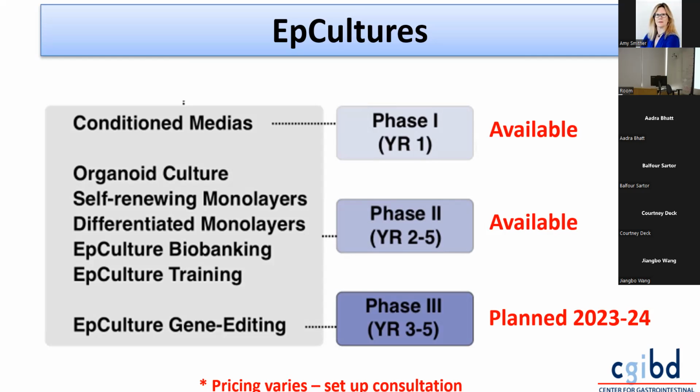So a lot of people want to say, hey, I'm interested if I knock out this gene, what happens to my cell type of interest, or if I overexpress a gene. And so in phase 3, what we're going to do is we're going to offer gene editing services. This is the plan. I'm going to show you a slide in a minute what we've done to kind of get this rolling. Pricing for this varies.